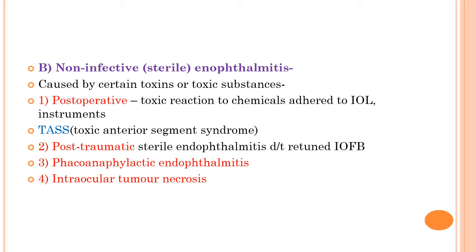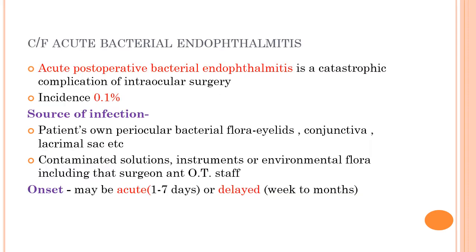Then phacoanaphylactic endophthalmitis. In phacoanaphylactic endophthalmitis, the proteins released from the mature cataract act as toxins, and that leads to suppurative inflammation. Or sometimes intraocular tumor necrosis. The tumor cells which are present may also act as toxins, and that causes endophthalmitis. Okay, so the most common is bacterial endophthalmitis.